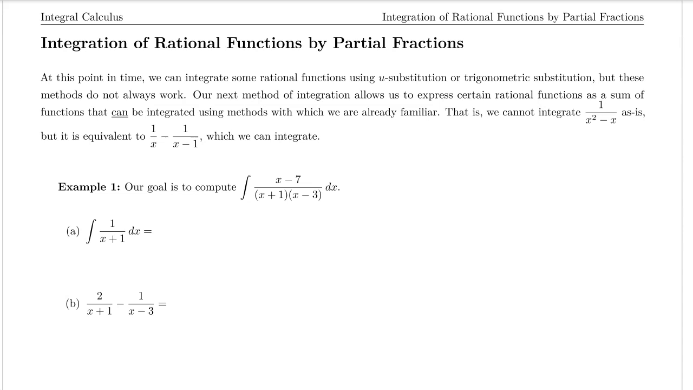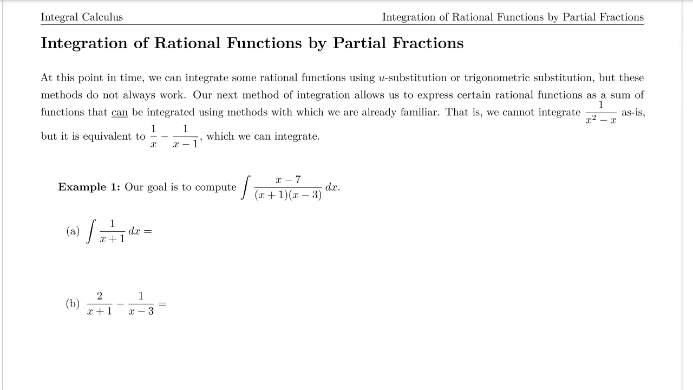That is, we cannot integrate 1 over x squared minus x as is, but it is equivalent to 1 over x minus 1 over x minus 1, which we are able to integrate. Example 1 says our goal is to compute the indefinite integral of x minus 7 over x plus 1 times x minus 3 dx. Now, before we do that, let's go ahead and answer part A, which asks the indefinite integral of 1 over x plus 1 dx.